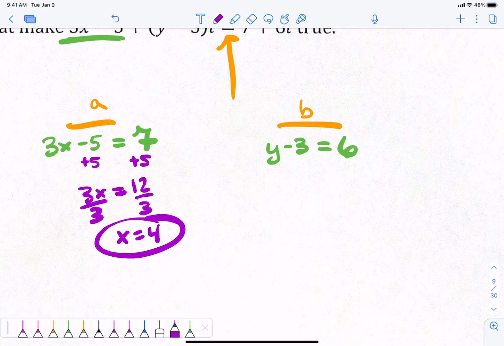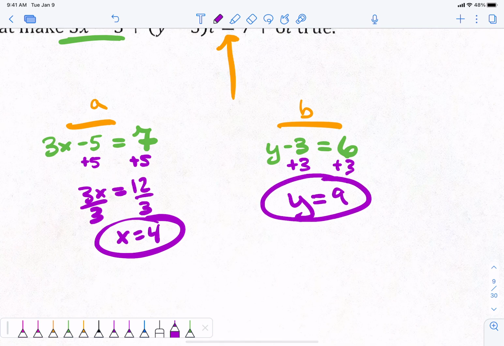You would add the 3, not divide the 3. Add the 3, because it's y minus 3, so you do the opposite. And y is 9, and that's all.